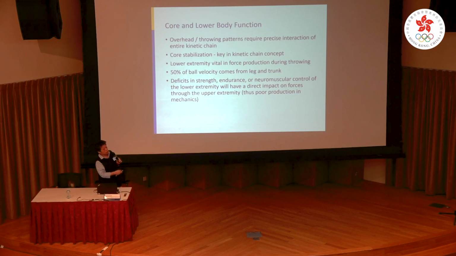At least 50% of the ball velocity comes from the leg and the trunk. The lower extremity is vital in the production of force during throwing. Obviously, your core is important, to stabilize and being the key in the whole kinetic chain concept. So if there are any deficits in the strength, the endurance, or the neuromuscular control of the lower extremity, it can have direct impact through the upper extremity and lead to poor production in mechanics. Poor production in mechanics meaning that some muscles are overworked, and then it may cause issues.